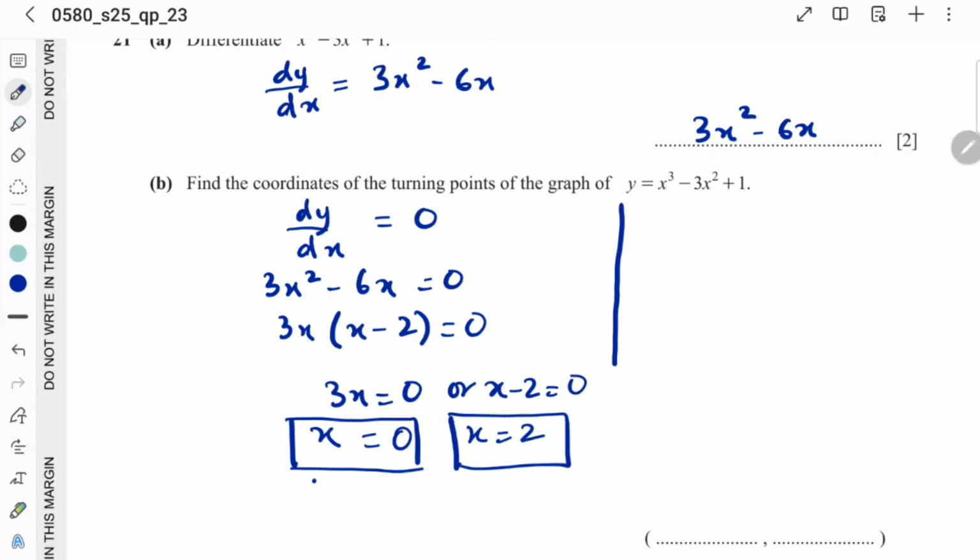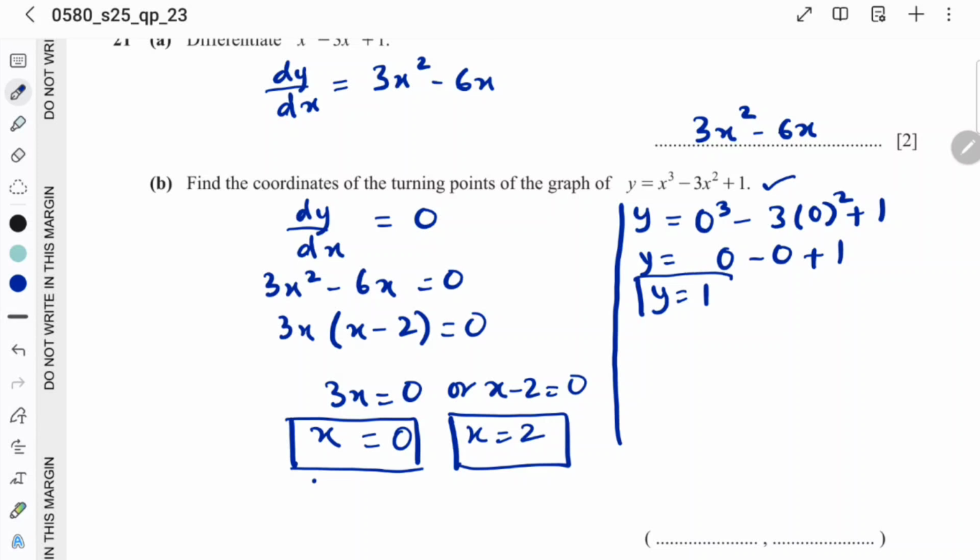Now we are going to find the y coordinate. Obviously we need the coordinate, so y is also needed. Put it in the original equation, y equals x cube minus 3x square plus 1. Putting x equals 0: 0 cube minus 3 times 0 square plus 1, that is 0 minus 0 plus 1. y equals 1. It means the first turning point is 0 and 1.